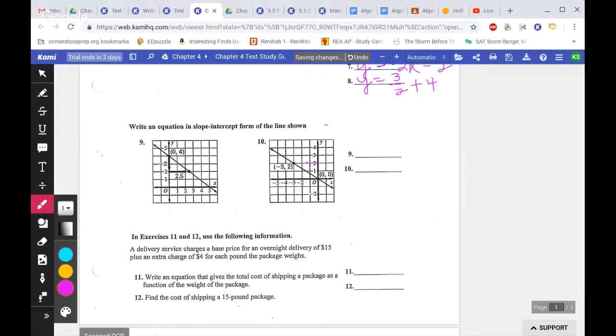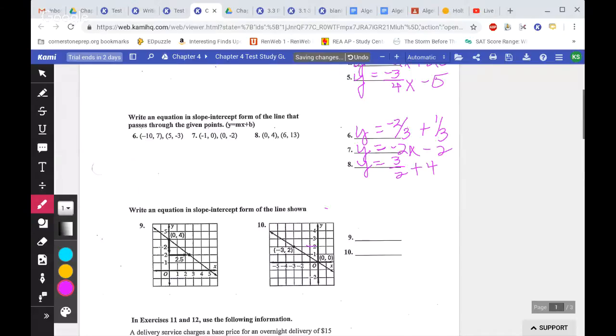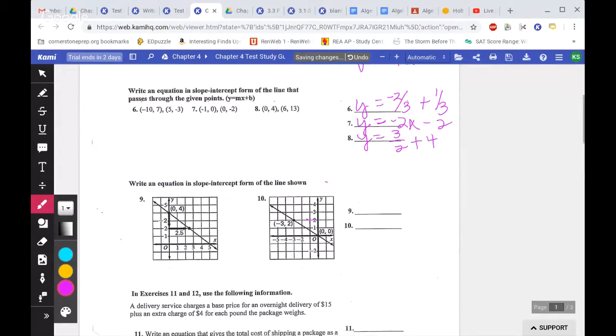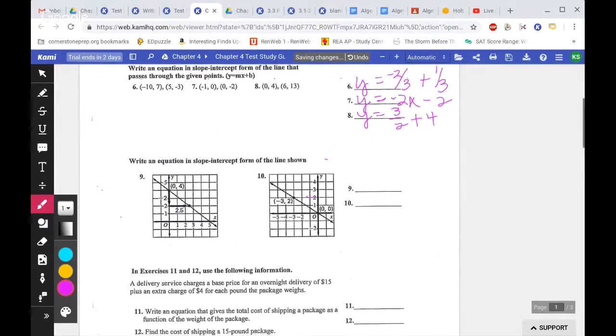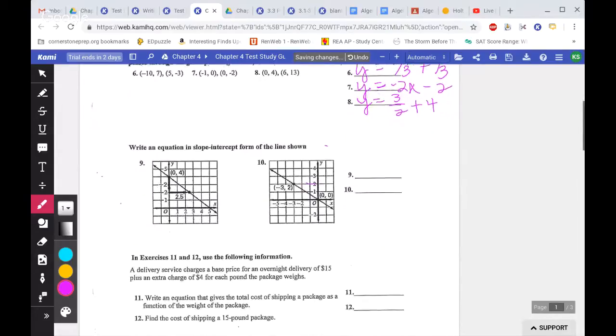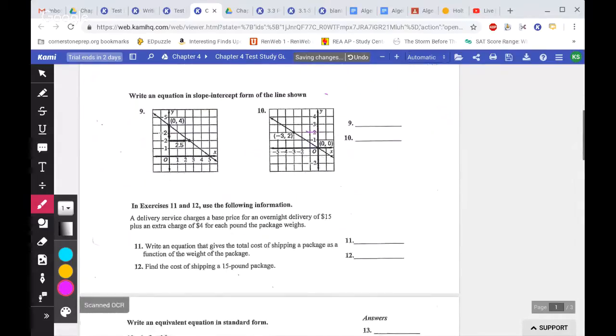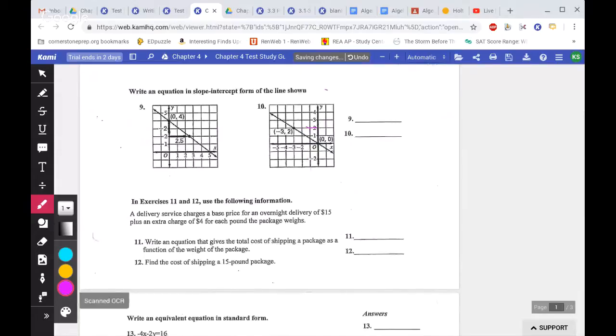Miss Sparks, can you scroll up just a little bit? Like this or like that? Okay, I'm good. All right. Now, on number 9, it's kind of weird because you're going over by 2.5.